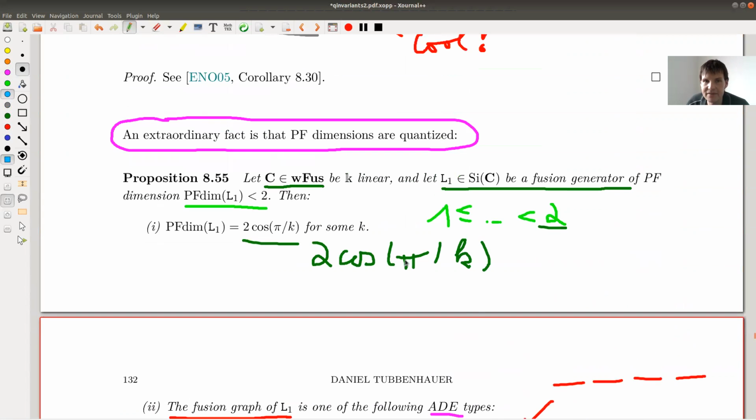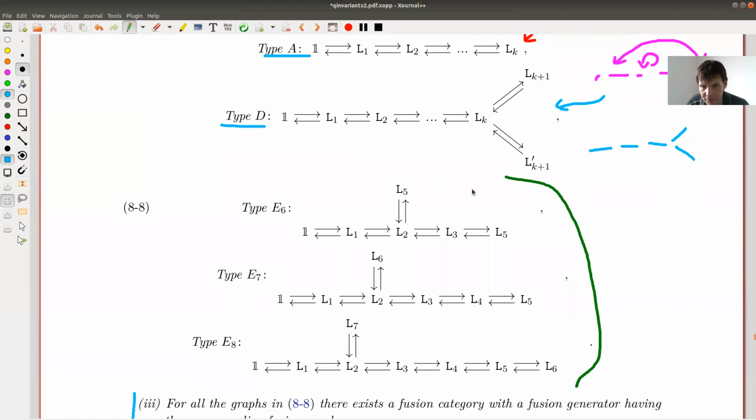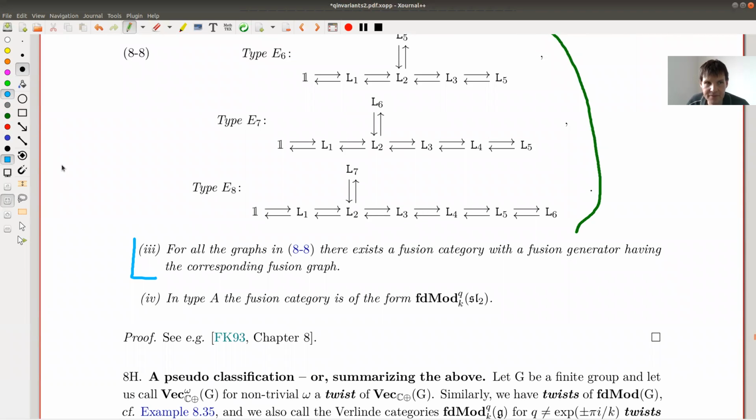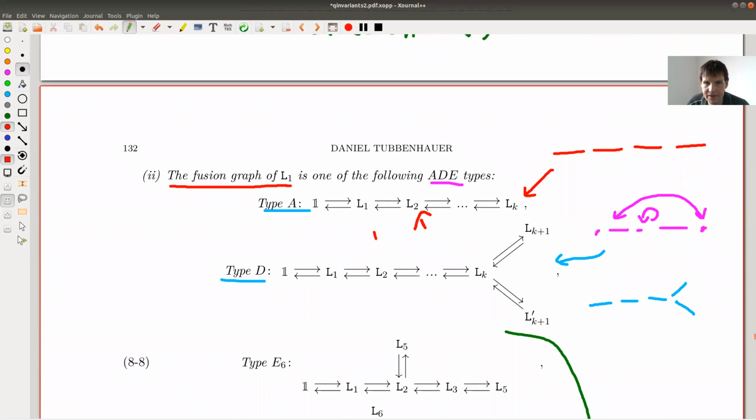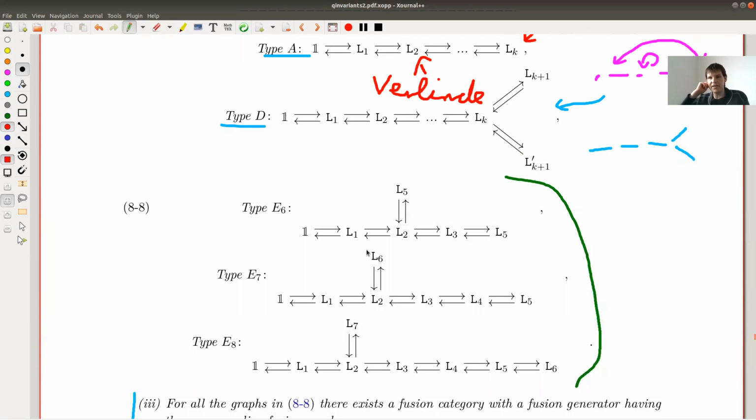So this is kind of like a statement like the worst thing you can imagine is that those guys turn up, but there also exists one, and it's usually just of the form. So in type A, this one is exactly Verlinde, the one that I showed you above, Verlinde for SL2. And that's just an amazing statement. Right? For small Perron-Frobenius dimension, you get Verlinde categories for SL2.